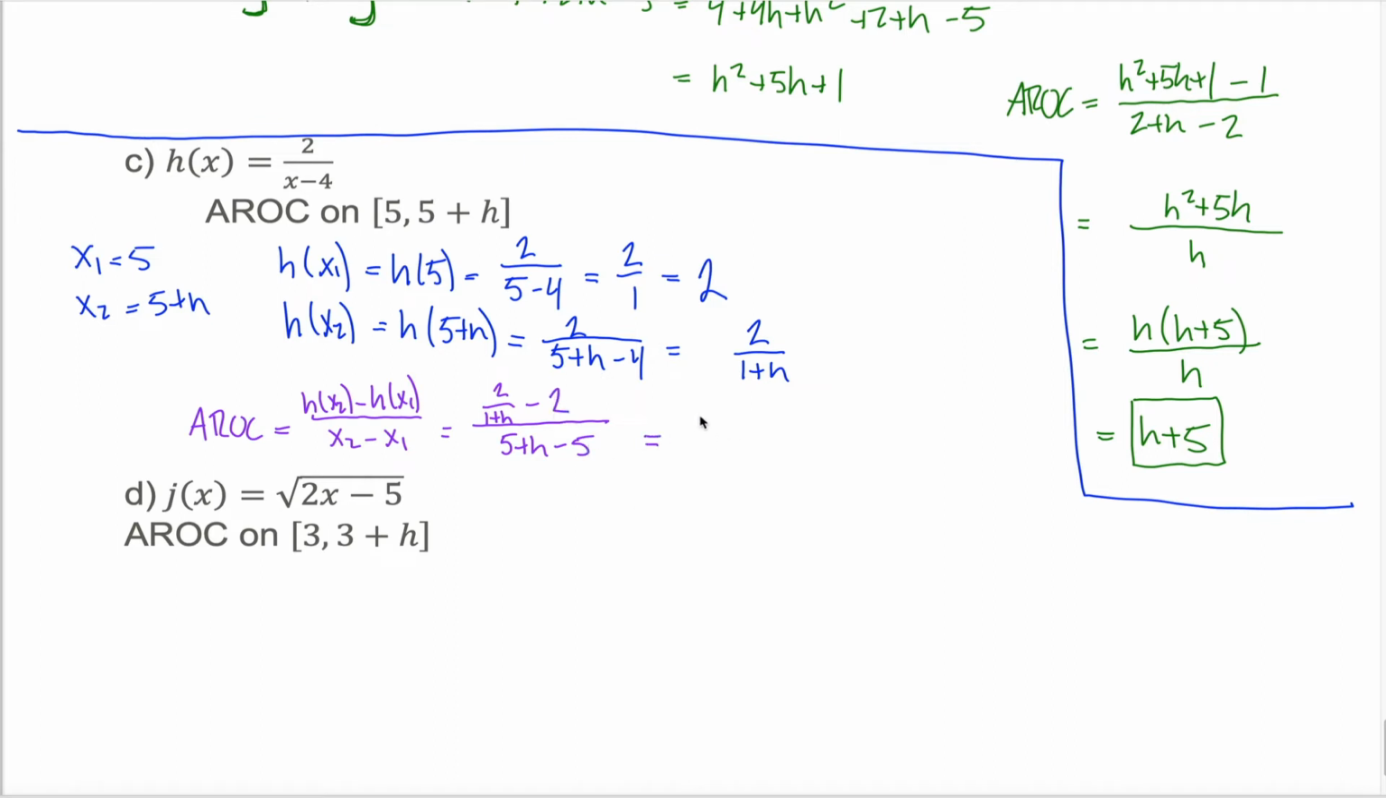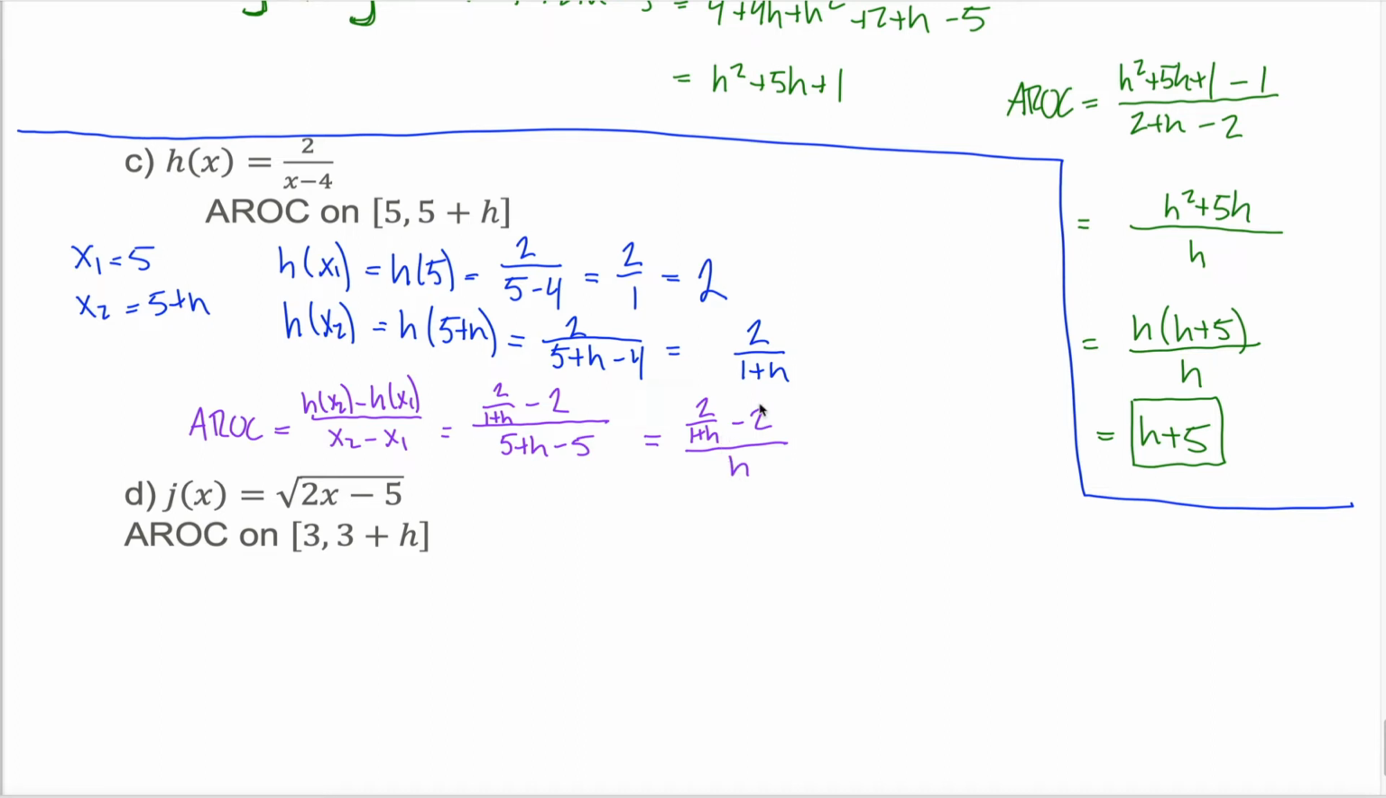The top's going to be kind of hard to simplify, so I'm going to leave it alone for now. 2 divided by 1 plus h minus 2. The bottom's going to simplify really nicely. This 5 and this negative 5 cancel, and I get h. It's tempting to look at this and be like, let's cancel out these h's. Yeah, that'd be great. It would make it really simple, but that doesn't work mathematically.